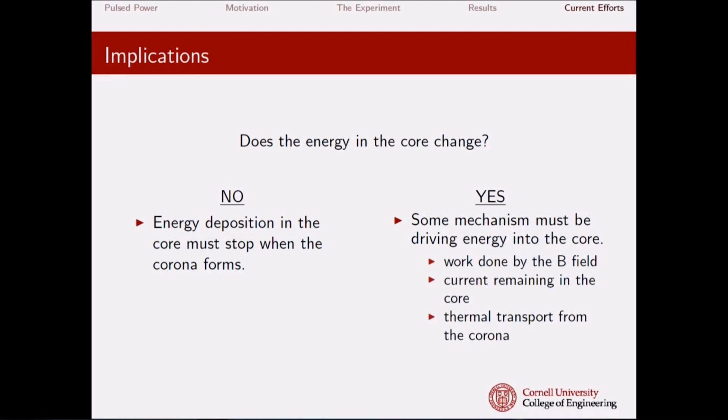That could be done by the magnetic field doing some compression work, some PdV work. Perhaps there is some current that lags behind in the core. It may take some time for that current to move out, or the resistivities don't shift so much that everything moves into the corona. Or perhaps there's some thermal transport mechanism that's working to move heat from the corona back into the core. These are things that we are actively looking into right now, and I don't have a really definitive answer for you one way or the other just yet.